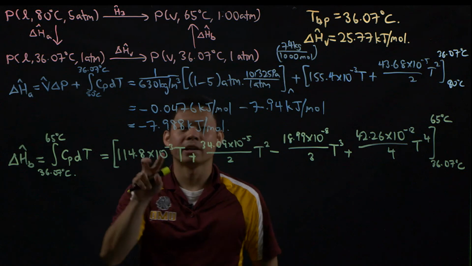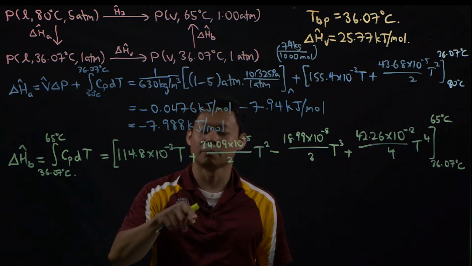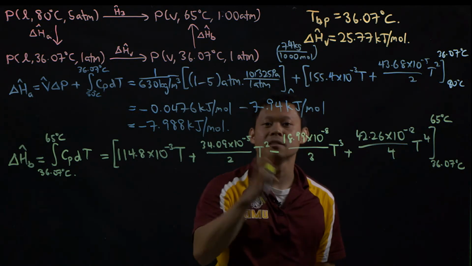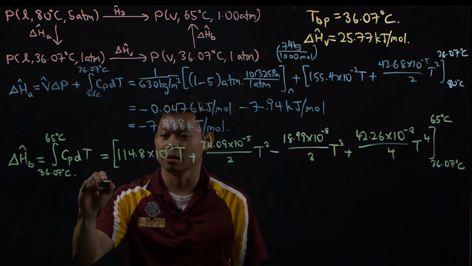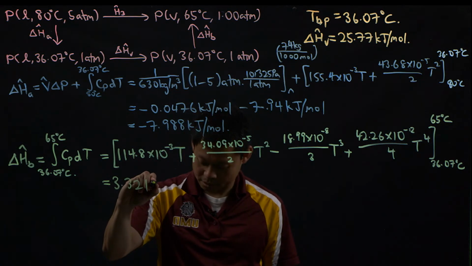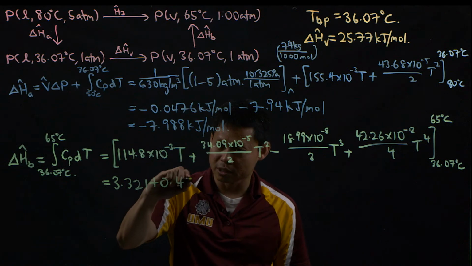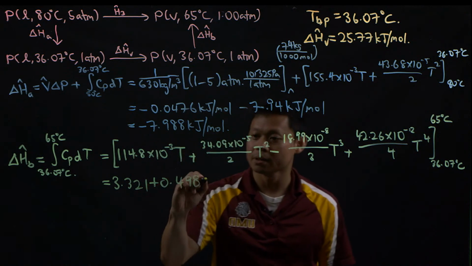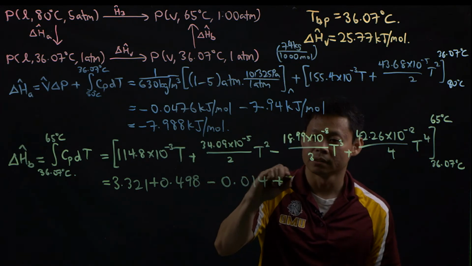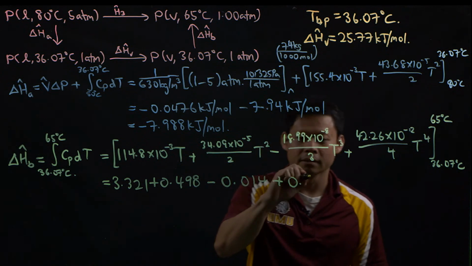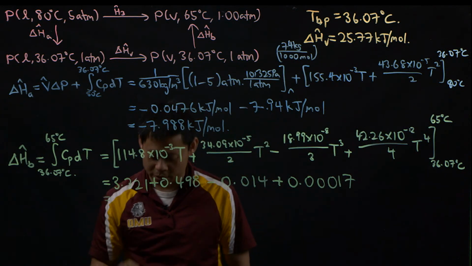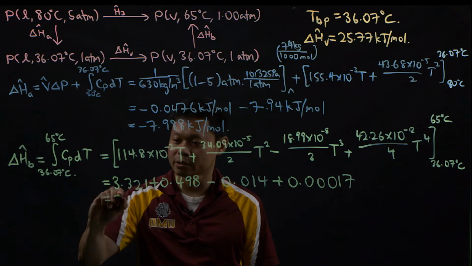Okay. I'm going to write out each number again so you can see, like I talked about, generally this term is going to be much larger than this term, larger than this term, and larger than this term. The higher order powers generally become more negligible. You have 3.321 plus 0.498 minus 0.014, 0.00017. All right, so now with this, you have your delta HB.